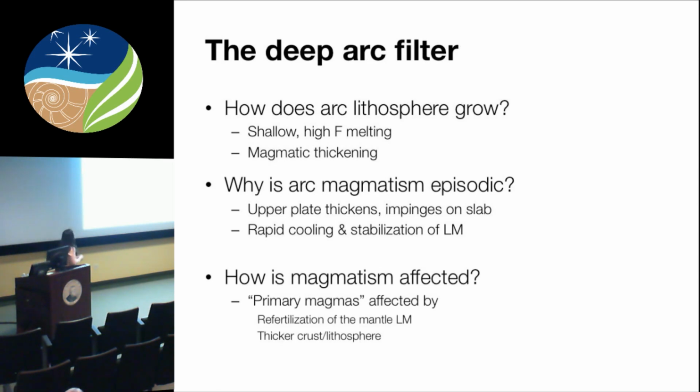And then finally, how is the magmatism affected? And this is sort of future work. So our idea of a primary arc magma is definitely going to be affected by all of these deep lithospheric processes, because now you're forcing your primary arc magmas to go through metasomatized lithospheric mantle. So not metasomatized mantle wedge, this is lithospheric mantle. And the thicker crust and lithosphere is only going to promote that.